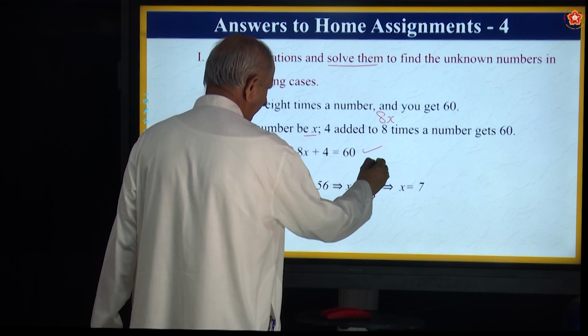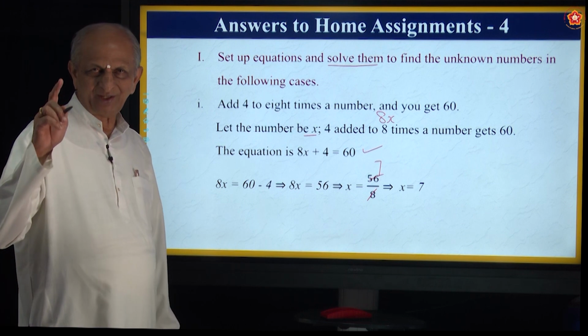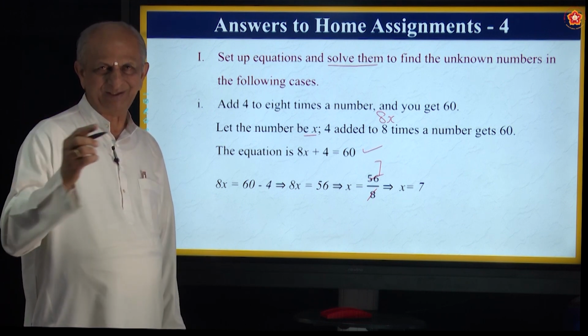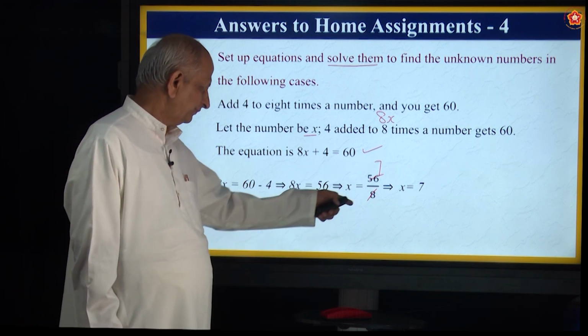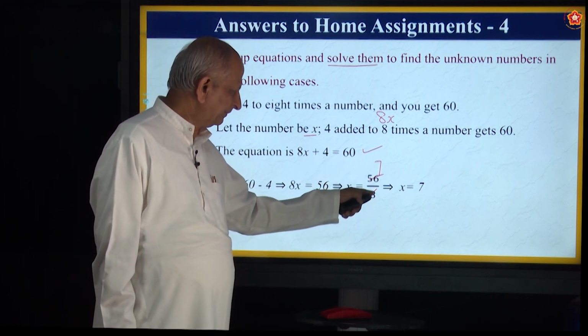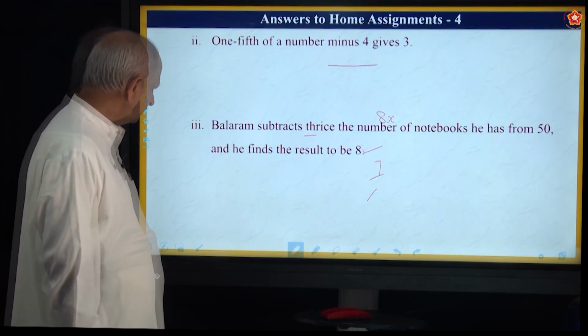All of you know counting of the tables of 8. 8 ones are 8. 8 twos are 16. Correct. Like that. You know it? Good. So, 56 by 8 becomes 7. So, value of x is 7.